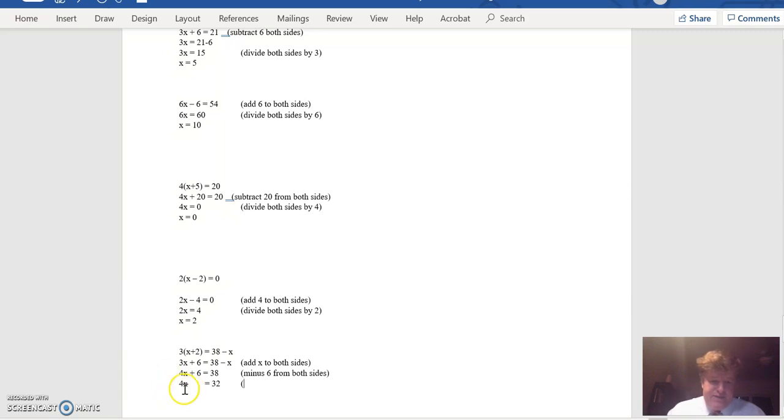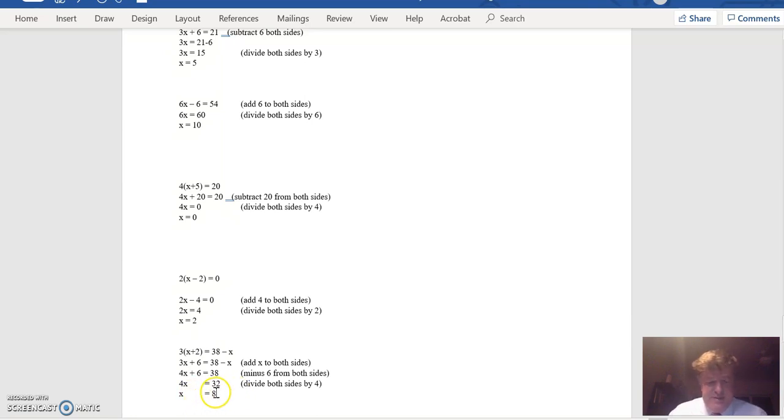We want to get x by itself. We've got 4 times x. So if we divide both sides by 4, that's going to get x by itself. So divide both sides by 4. 4x divided by 4 is going to leave x. x equals 32 divided by 4, which is 8.